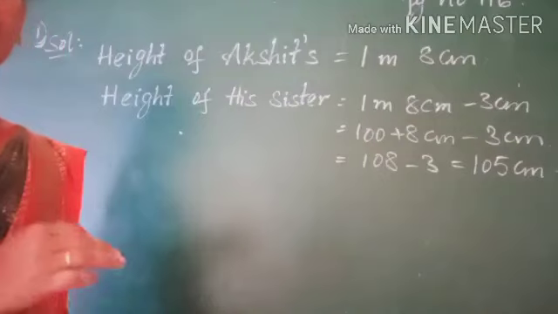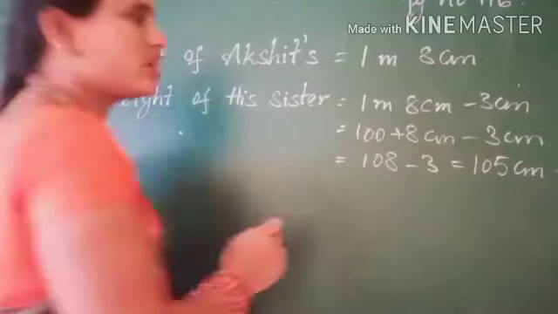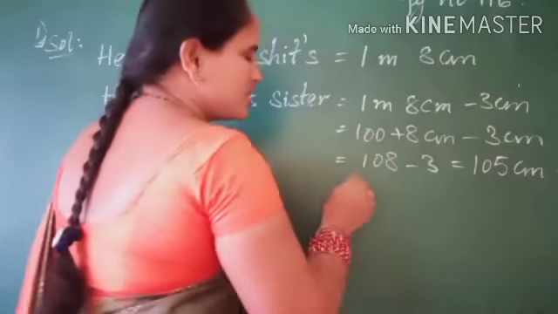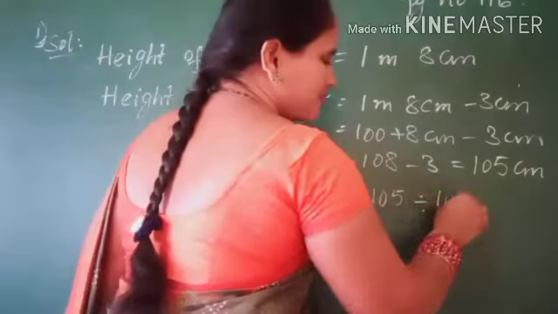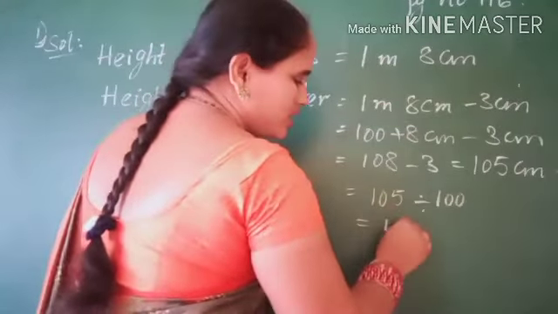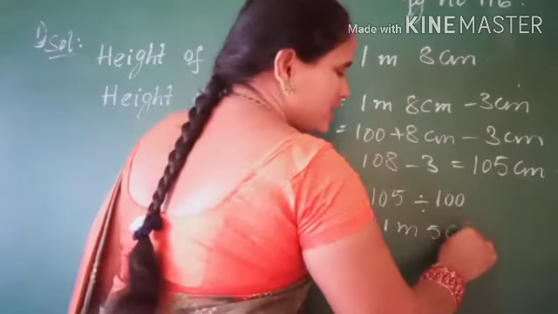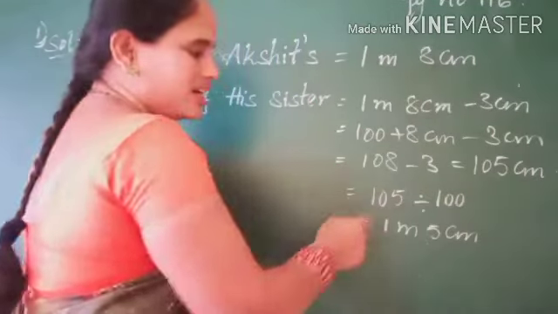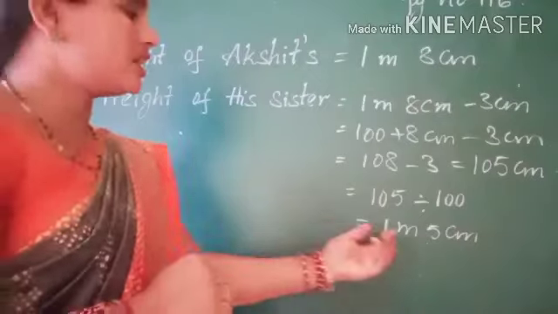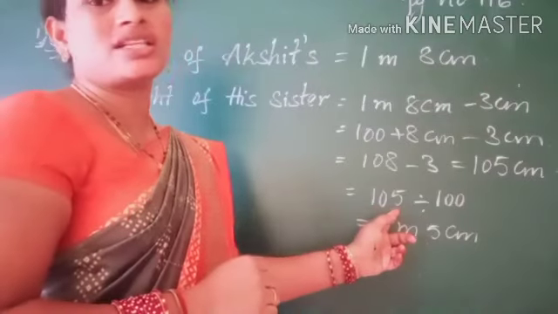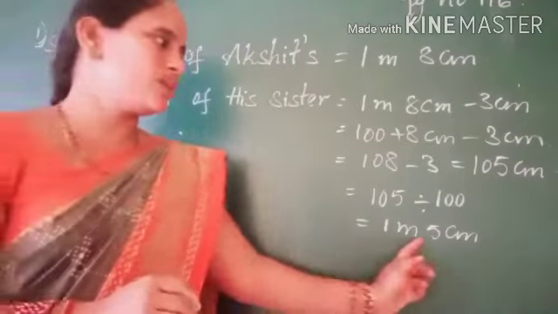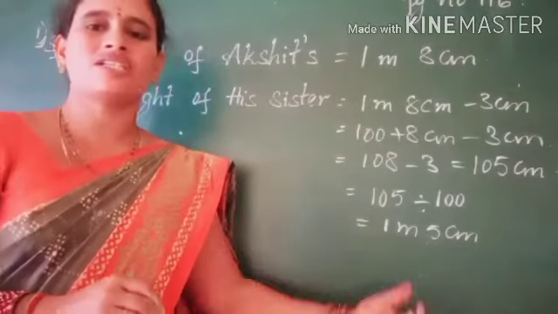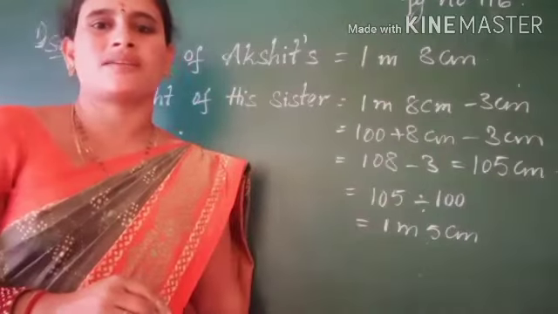They asked for this height in meters. So we have to convert these centimeters into meters. What we have to do here? Divide by 100. Then 1 meter and 5 centimeters. Only 100 is there in 105, that's why we have 1 meter. And the remaining leftover number is centimeters. So 1 meter 5 centimeters is the height of his sister.